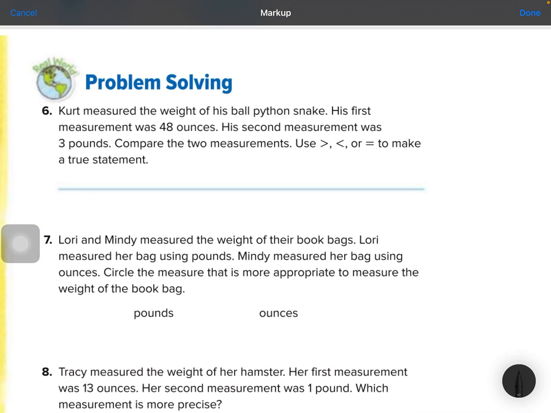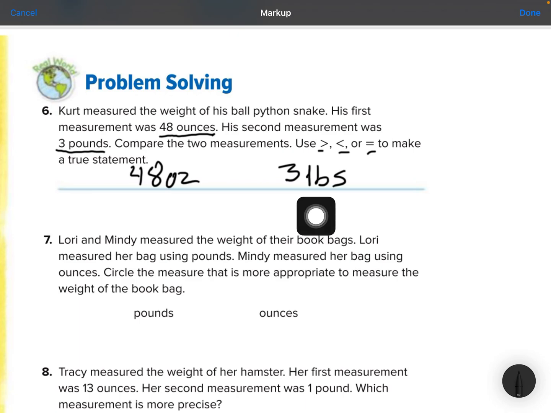Here we begin. Number 6. Kurt measured the weight of his ball python snake. Oh, lovely. His first measurement was 48 ounces. His second measurement was 3 pounds. Compare the 2 measurements and use greater than, less than, or equal to make a true statement. Well, to compare these measurements, we have to make them the same increment of weight. We need to turn them into ounces because ounces are more precise because they're smaller. So we have 48 ounces and 3 pounds.